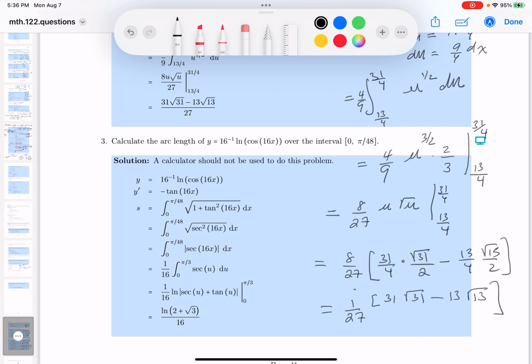I'm going to put a box on this indicating that I could certainly rewrite that. But let's take a look at the key, see if we're looking at that in the key. And we are. What are we saying? 31 root 31 minus 13 root 13, divided by 27. We're good to go to the next question. Thank you.